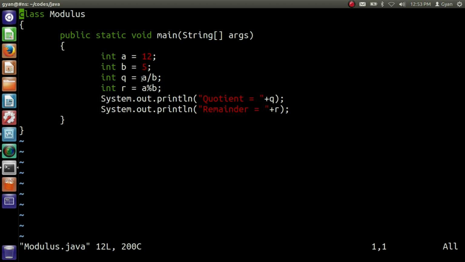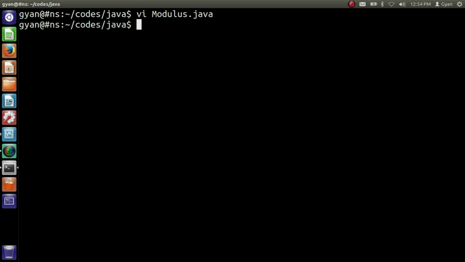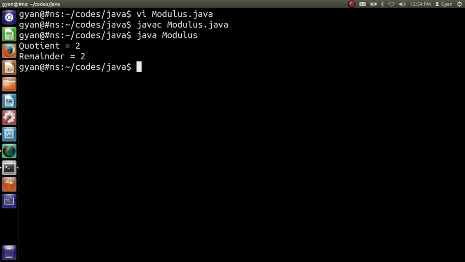b. The operation a divided by b returns the quotient of the division, and the operation a modulus b returns the remainder of the division, where a is the numerator and b is the denominator. So it prints quotient is equal to value of q and remainder is equal to value of r. Compile and execute it. Javac modulus.java. Compiles fine and then run it. Java modulus. It runs fine, printing quotient is equal to 2 and remainder is equal to 2.